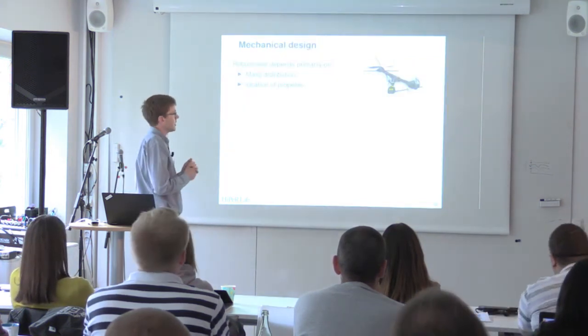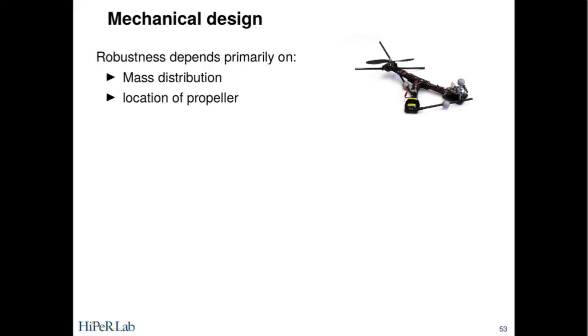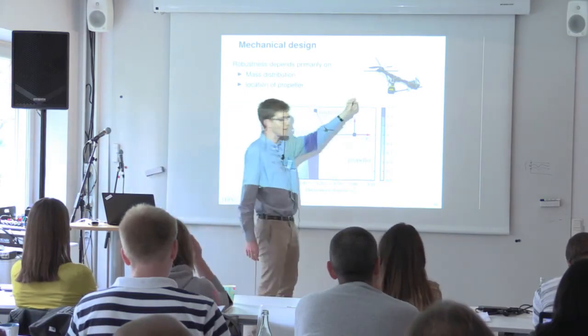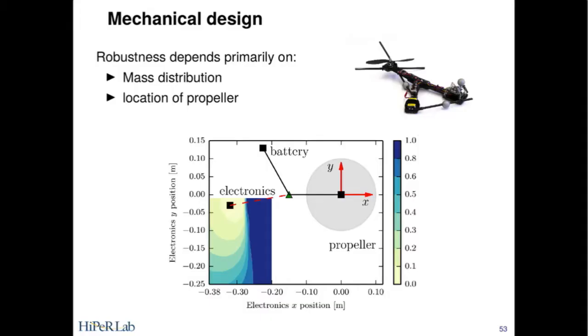And again, here you can ask yourself, how do I make this system easy to control? How do I make this system reliable, able to reject disturbances, etc.? And for this system, it really depends on the mass distribution. So as with the quadcopter, where does the mass reside? And where does the propeller sit on this design? So what we can do is we can use fundamentally the same math tools that I talked about yesterday, where we can compute the sensitivity of the system to the disturbance, in this case, say, noise on the sensors, as a function of where we place the electronics.